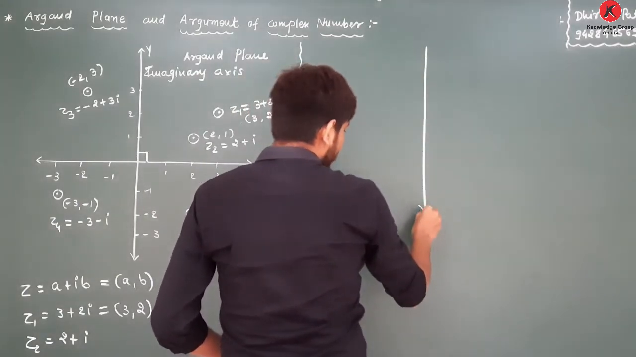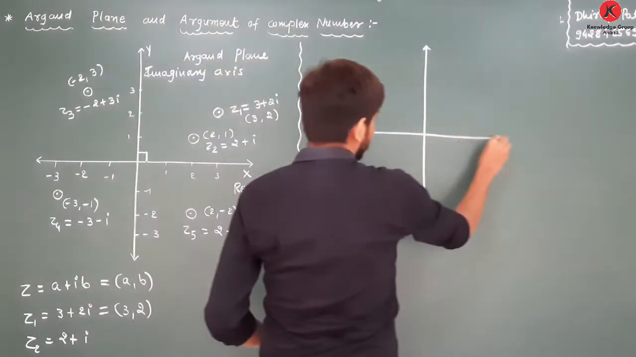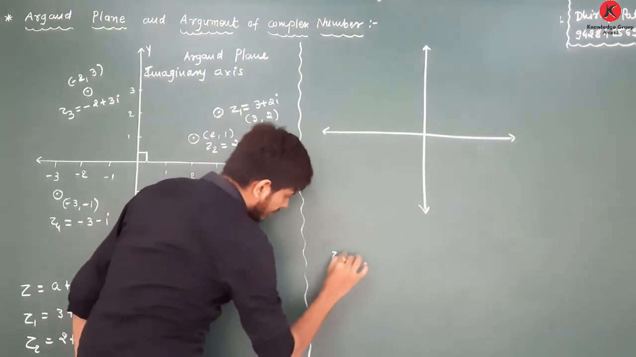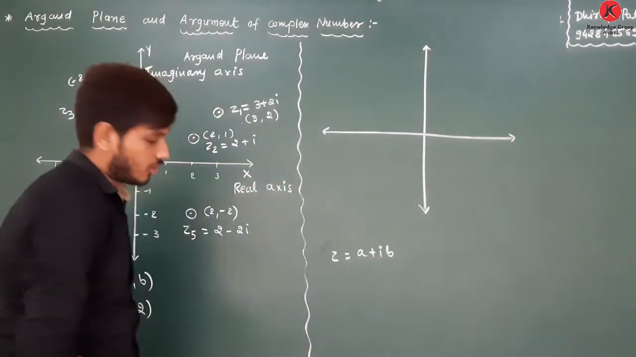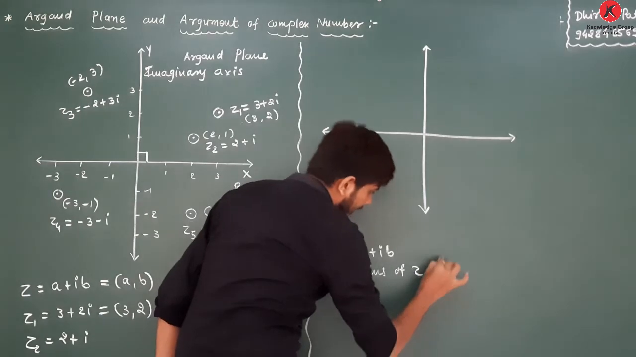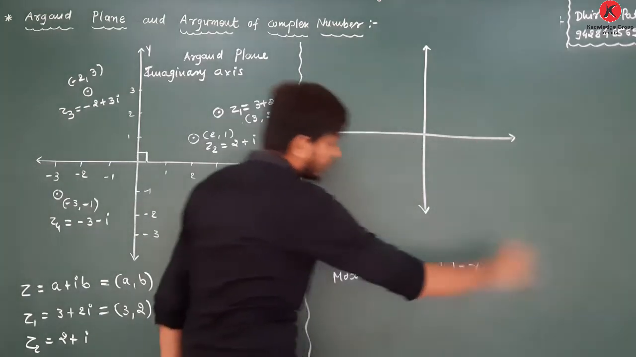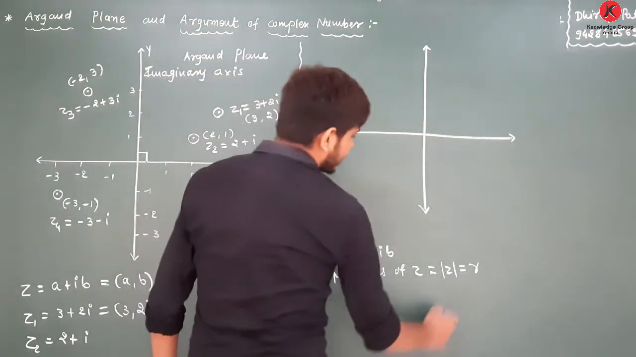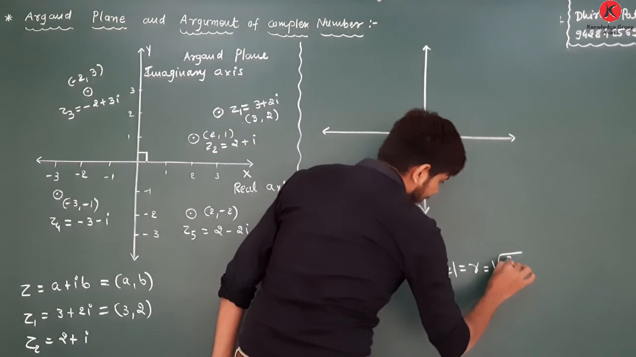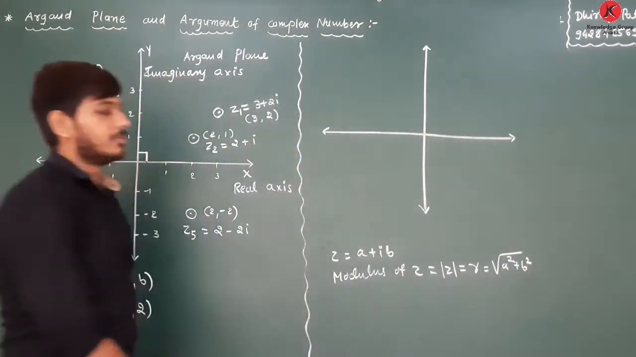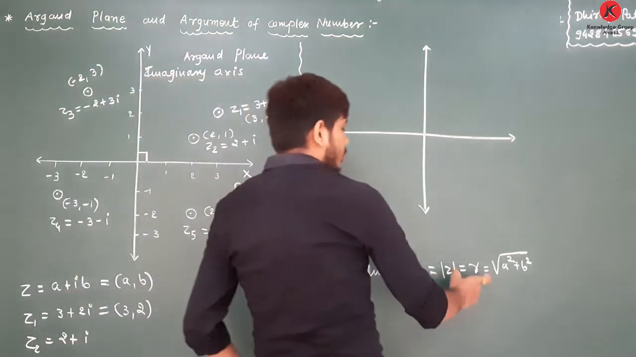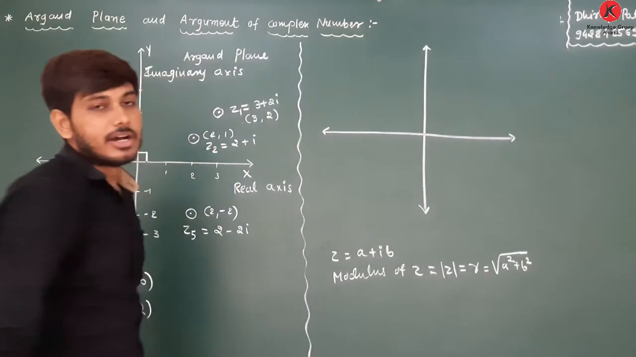the modulus of Z. Suppose Z equals a plus ib is your complex number. The modulus of Z is denoted as modulus of Z, or it is also denoted as small r, which is equal to the square root of real part square plus imaginary part square. That means modulus of Z equals r equals the square root of a square plus b square.